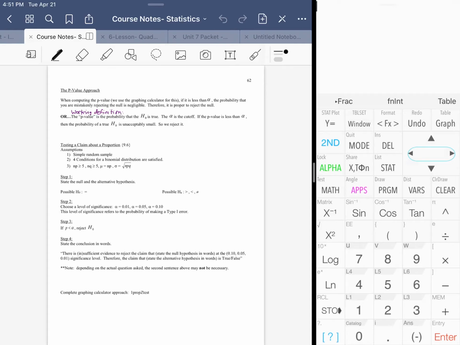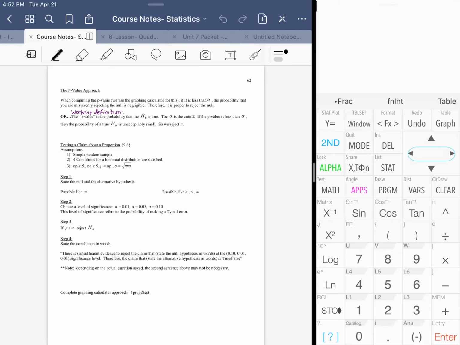Then we can state the null and alternative hypotheses. The possible null involves an equal sign. I'll show you what that looks like in a minute. The alternatives would be everything but an equal sign, so less than, greater than, or not equal.